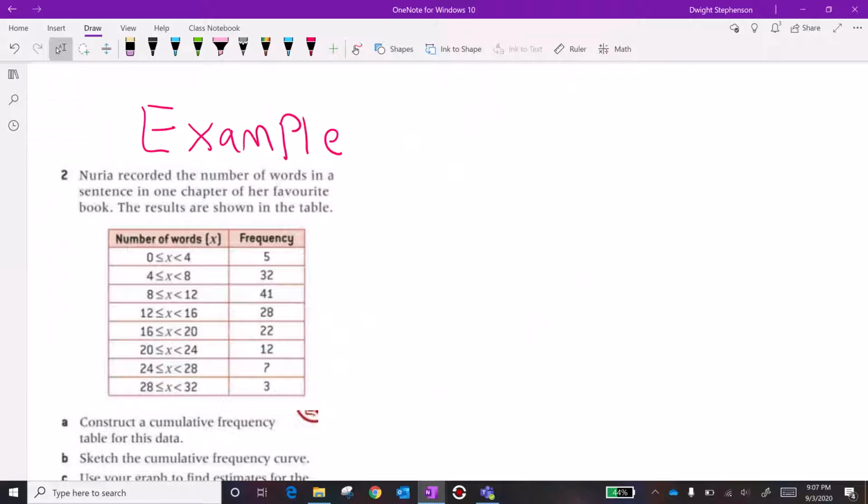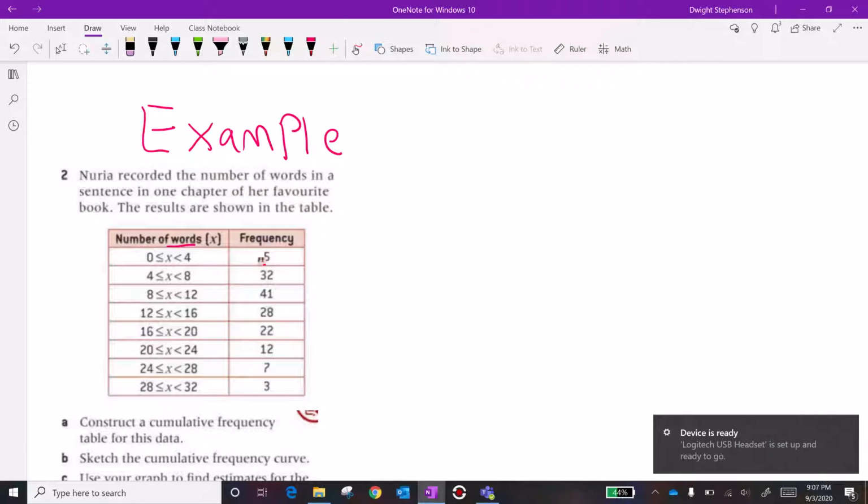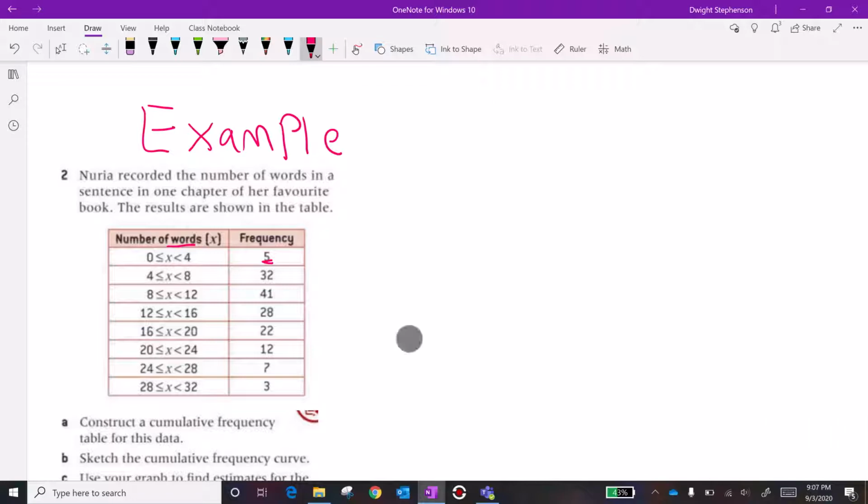So what we're doing is we're recording the number of words in a sentence in one chapter of our favorite book, right? This is the number of words in a sentence, and this is how many times those numbers of words come up in that chapter. Basically there are 5 sentences that have between 0 and 4 words, and 32 sentences that have between 4 and 8 words, and so on and so forth.